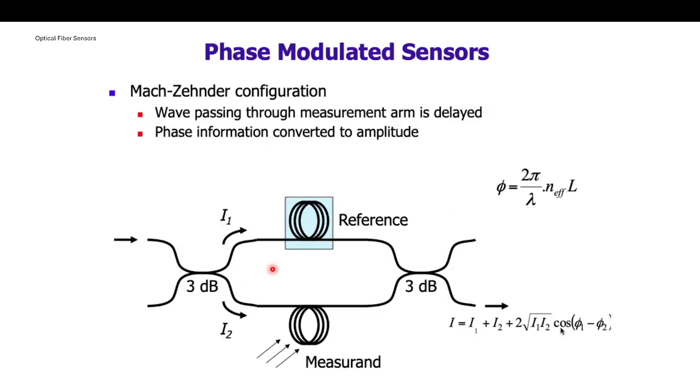Similarly, phase modulated sensors are used for modulation of light. One of the best examples is the Mach-Zehnder configuration, where the input light is split into two fibers, one acting as a reference and the other as the measured one, and you get the intensity change while you are measuring. Phase modulated intensity changes can be measured with this.